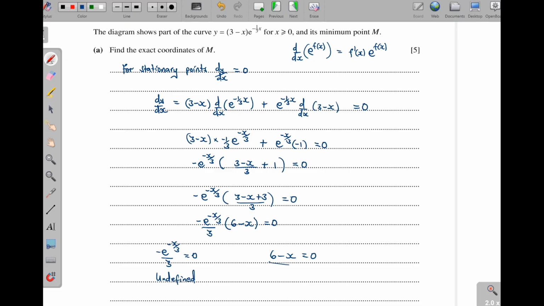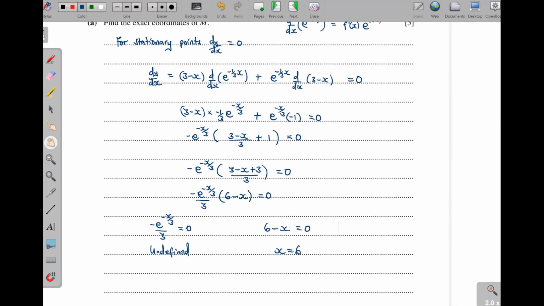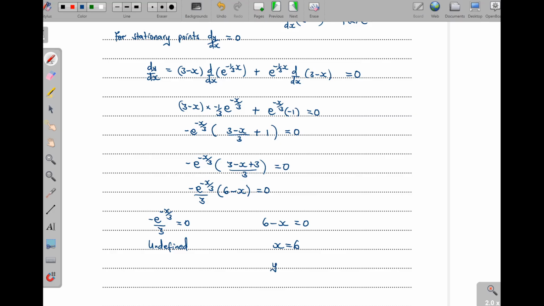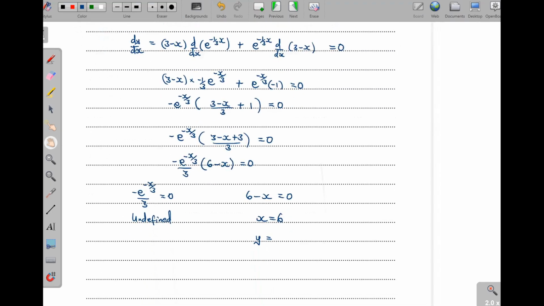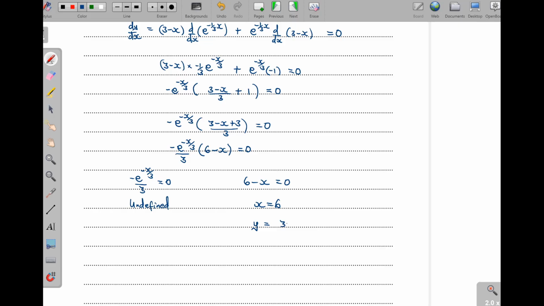Is that clear? Then we come to this one here. That means x is going to be equal to 6. Now for x equal to 6, what is going to be our y? Y will be equal to 3 minus x. So you have 3 minus the x, which is a 6, then e to the power of negative x, which is a 6, then out of the 3. And then this one will give us negative 3, then e to the power of negative 2. Not so? So this therefore implies that the coordinates of M will be 6, and then negative 3, e to the power of negative 2.